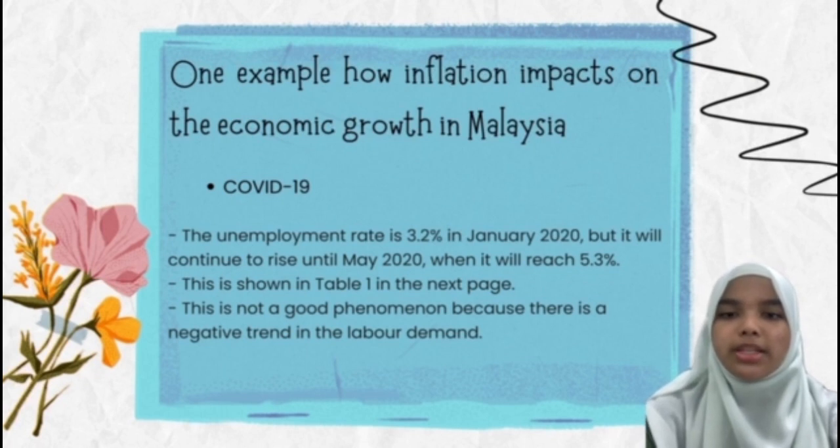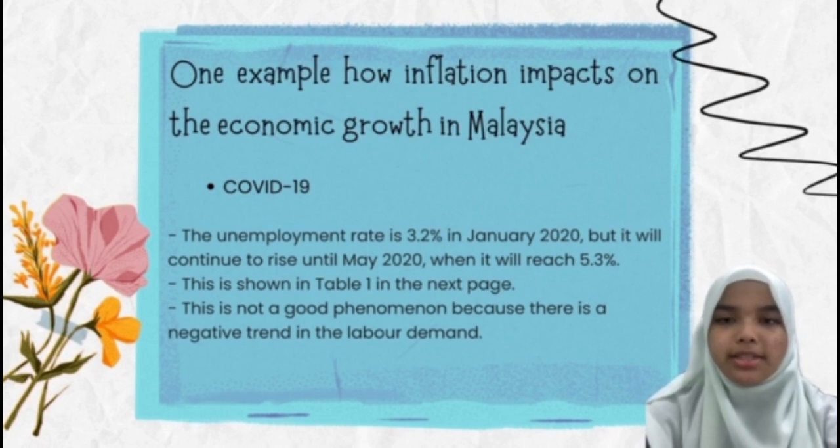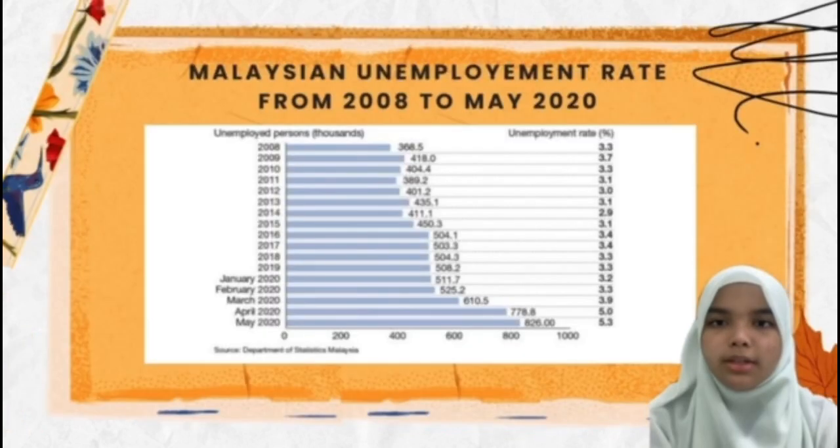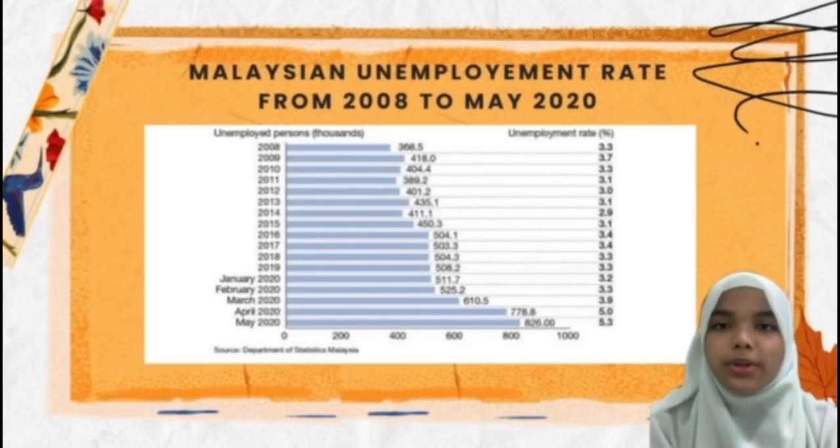The unemployment rate was 3.2% in January 2013, but it continued to rise until May 2030 when it will reach 5.3%. This is shown in Table 1 on the next page. This is not good because there is a negative trend in labor demand. So this is the table showing the employment rate in Malaysia.